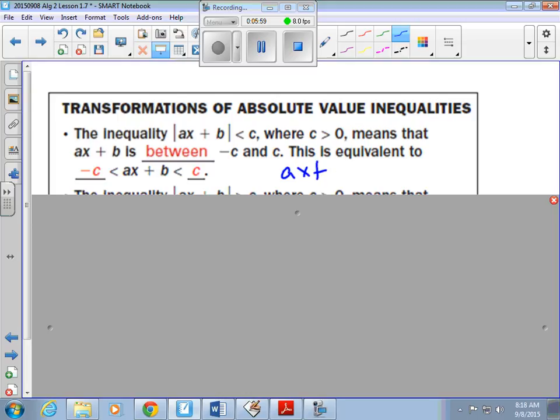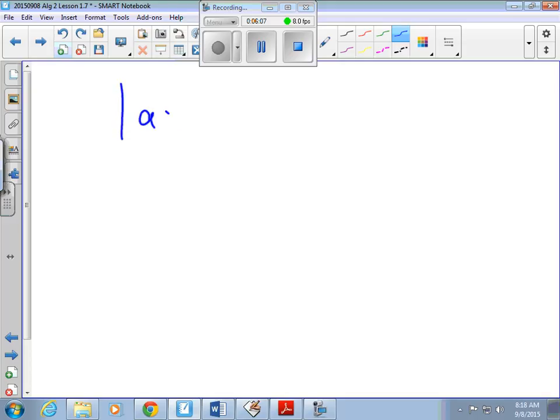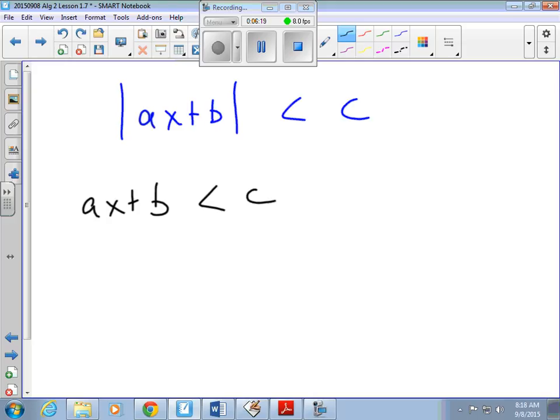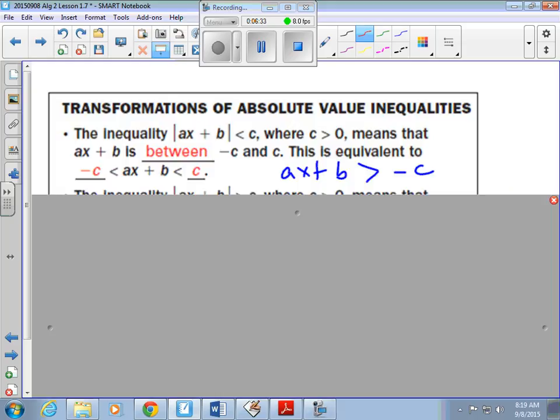ax plus b is greater than negative c. Some students prefer to write it this way: the absolute value of ax plus b is less than c as ax plus b is less than c, the positive value, and ax plus b is greater than negative c. They prefer to write it as two separate problems. It's going to work the exact same way as writing it in the middle like this.